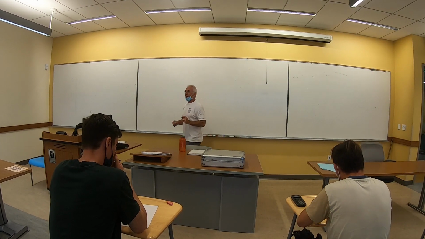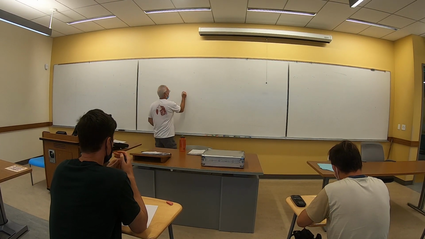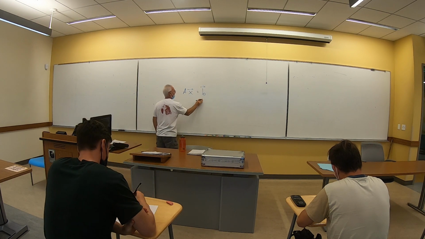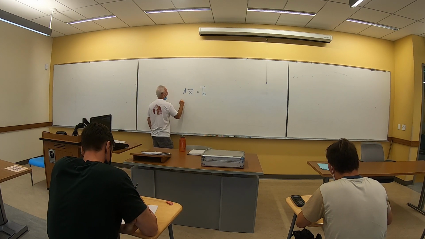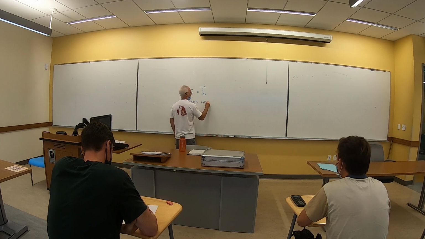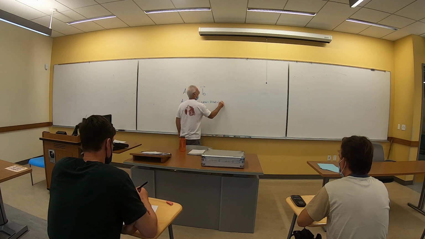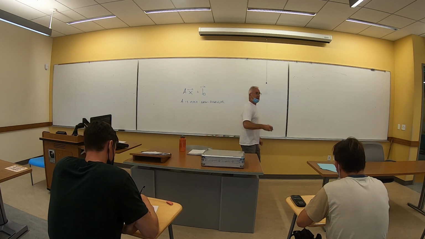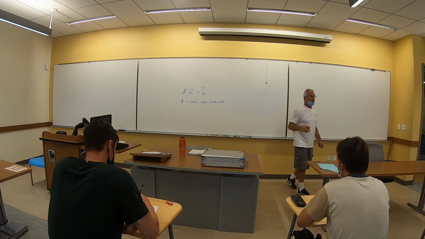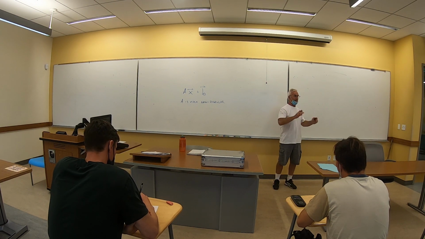So last day we ended by talking about solving a system. Now that I've written it in this form, let's make a couple of assumptions, okay? A is n by n non-singular. That means that A inverse exists. It also means that A is invertible. So invertible and non-singular go hand in hand.